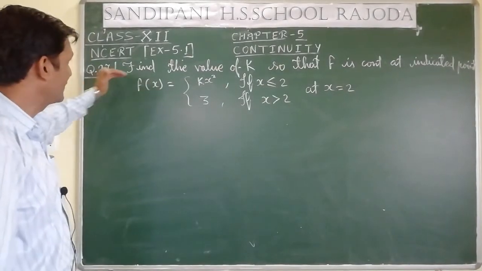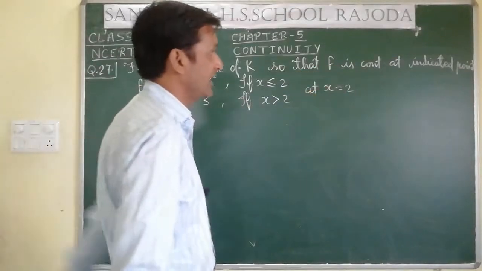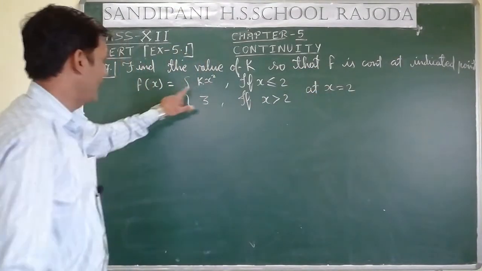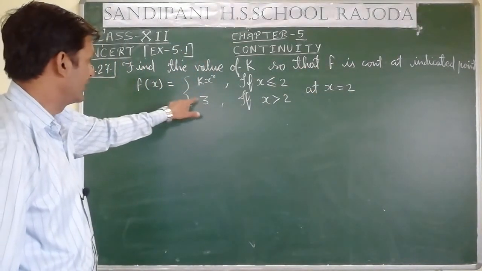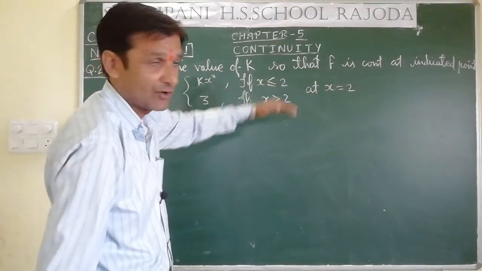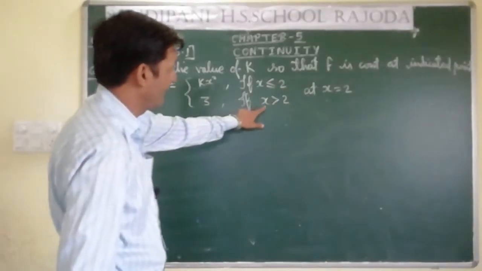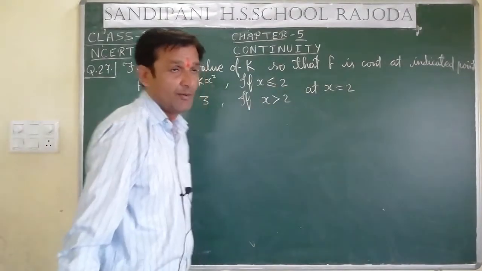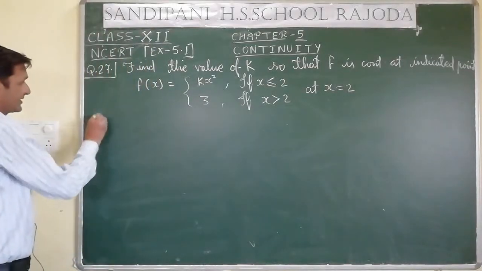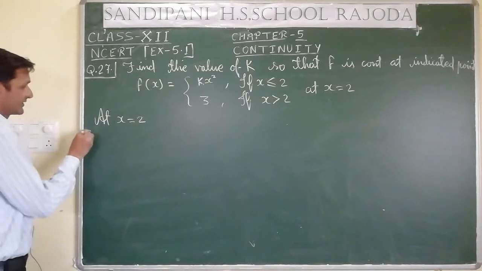Another question, question number 27. Find the value of k so that f is continuous at indicated point. F of x is equal to kx square, and the given condition is if x is less than or equal to 2, and f of x is equal to 3 if x is greater than 2. Means at x is equal to 2, we have to apply the continuity test.